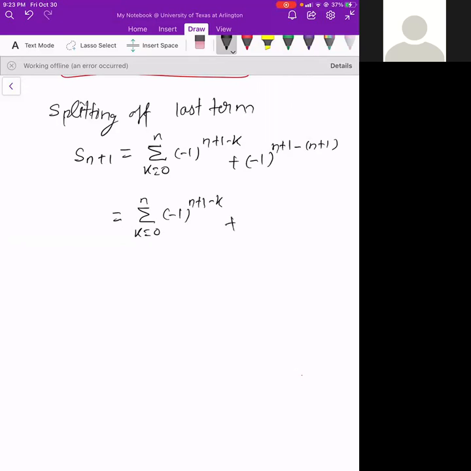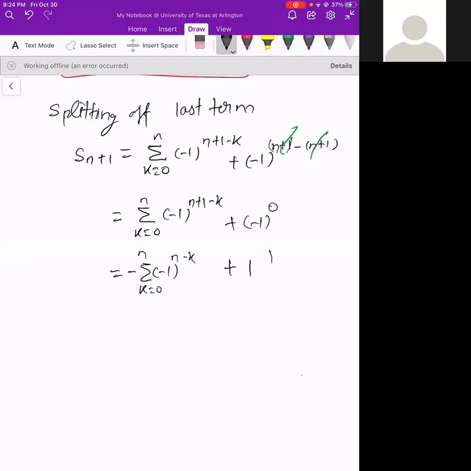And realize this is n plus 1 minus n plus 1. That will cancel out, and then we will get minus 1 to the power 0, which is basically 1. So this thing is going to be just 1. And over here, this is going to be negative of summation of k to 0 and minus 1 to the power n minus k.